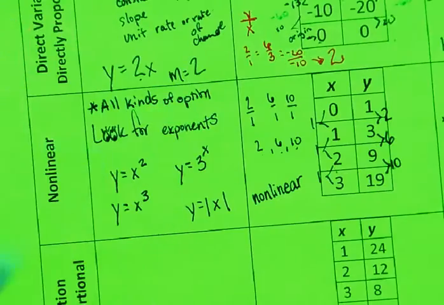That's what we have for nonlinear relationships. Stay tuned for inversely proportional.